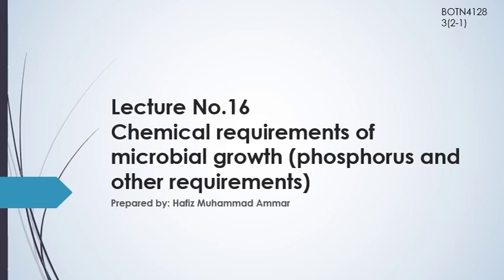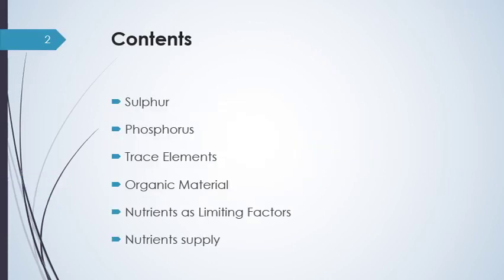In continuation of previous lectures, today we are here for lecture number 16, entitled Chemical Requirements of Microbial Growth, including phosphorus and other requirements. The contents which will be covered in today's lecture include sulfur, phosphorus, trace elements, organic material, nutrient as limiting factor, and nutrients supply.